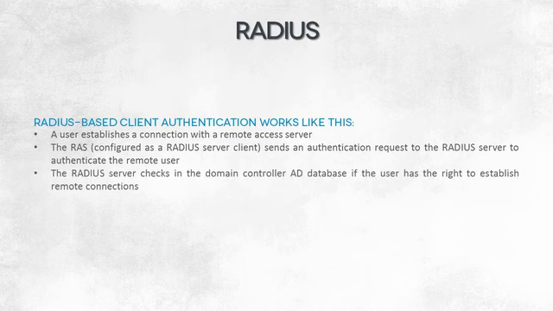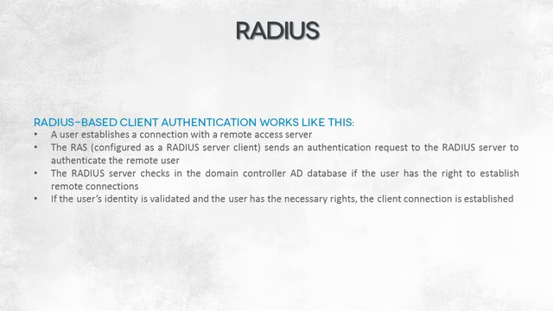In the next step, the RADIUS server will ask the domain controller if the user provided correct credentials, if the login and password or the certificate are correct. If the credentials match and the user has the right to log on to the remote server, the RADIUS server will inform the remote access server. Then it will ask the remote access server to create a virtual interface for the user. Eventually, a connection is established.